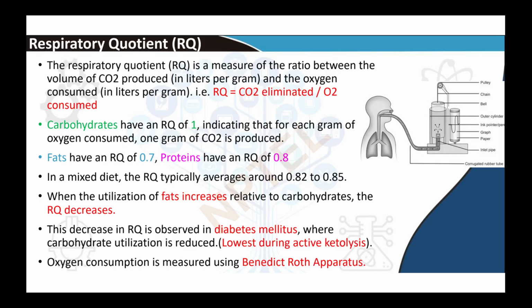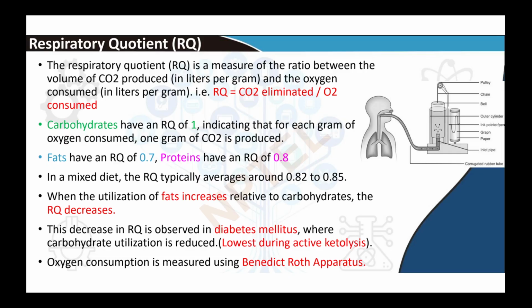is produced. Fats have an RQ of 0.7 and proteins have an RQ of 0.8. And in a mixed diet, RQ typically averages from 0.82 to 0.85. So these are just some numbers you should remember. It can come as an MCQ question. That's why I've added this.